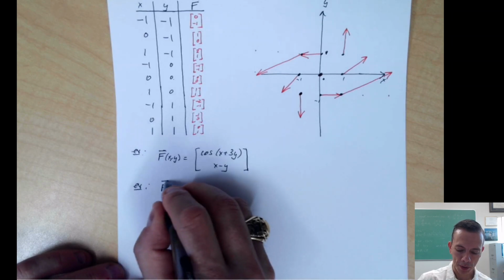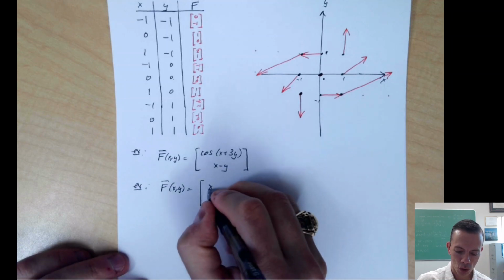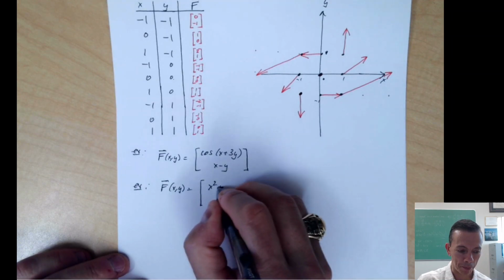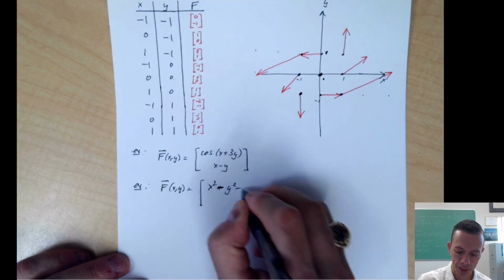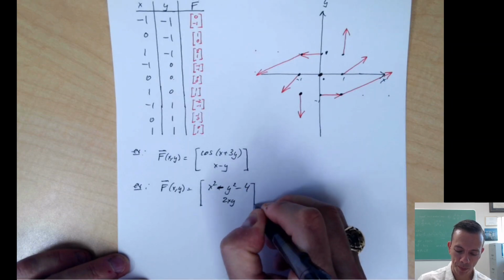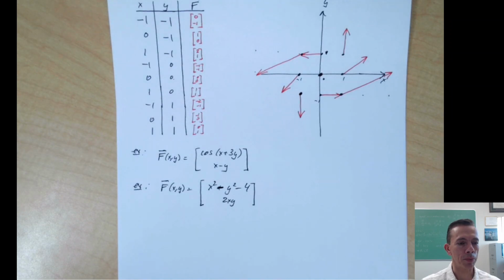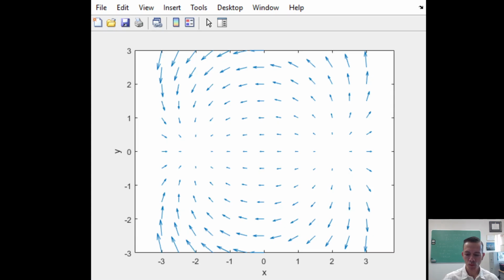As another example, f of x, y, if you take x squared minus y squared minus 4, and 2xy. So again, this can be done easily with a computer. And this is how this vector field looks.